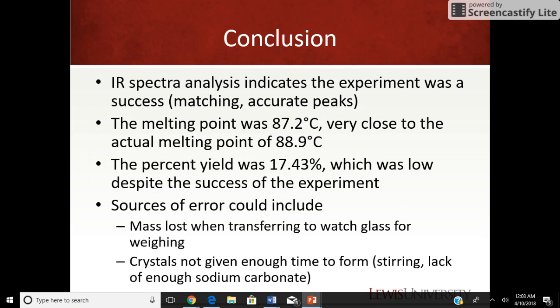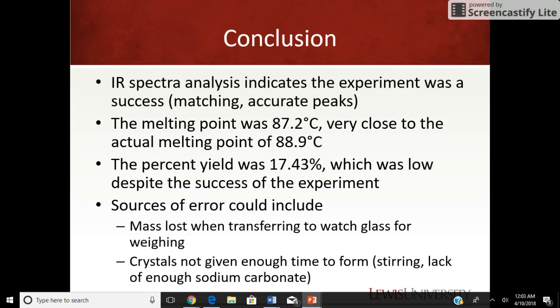So, in conclusion, the IR spectra analysis indicates that this experiment was a success, as all the peaks that are present in the actual IR spectrum are present in the experimental IR spectrum. So that tells me that benzocaine was actually formed. And the melting points were slightly different. Our melting point obtained was 87.2, which was kind of close to the actual melting point of 88.9, which again further reinforces that benzocaine was most likely the product that was obtained. And then the percent yield was 17.43%, which is low.